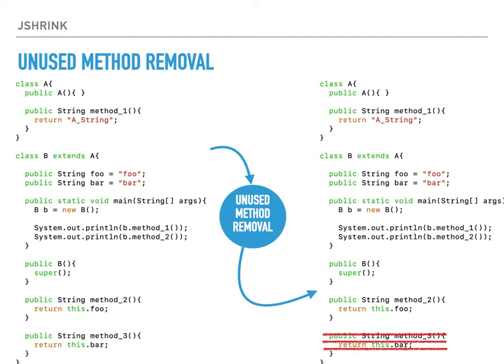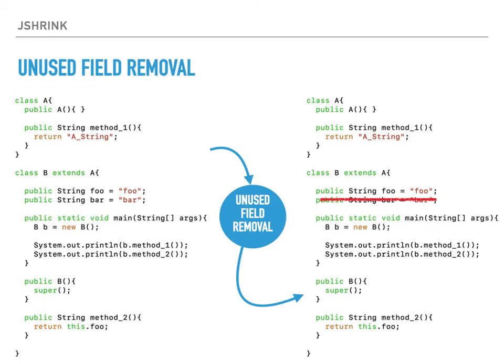Consider the program on the left. Method 3 is never used, and therefore it can be removed from the program. This is unused method removal. Unused field removal: the field bar is never used, and therefore can be removed from the program.